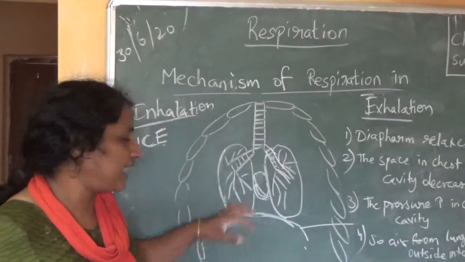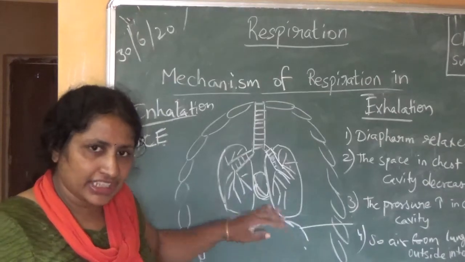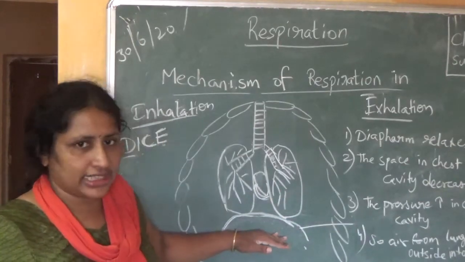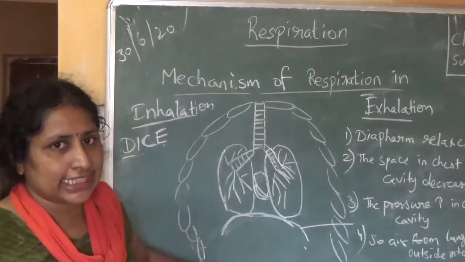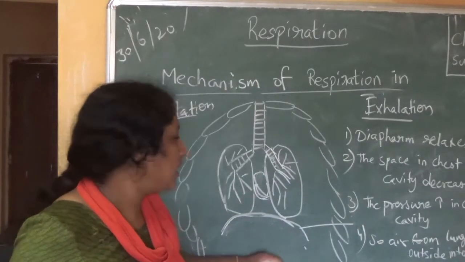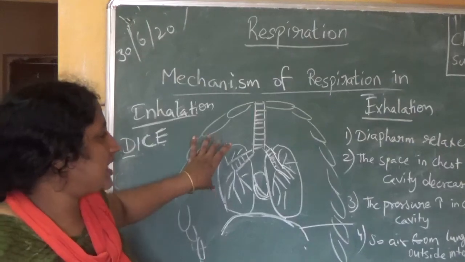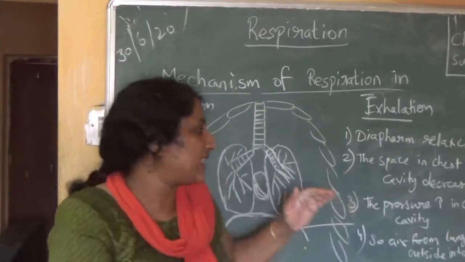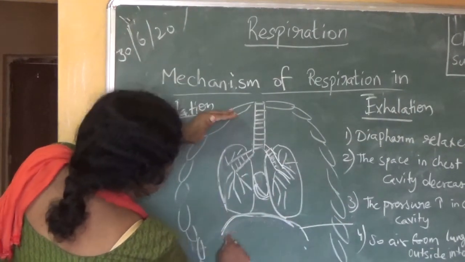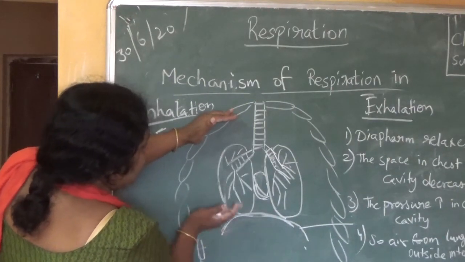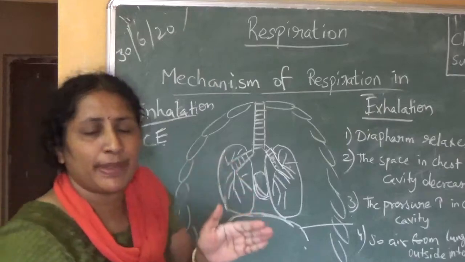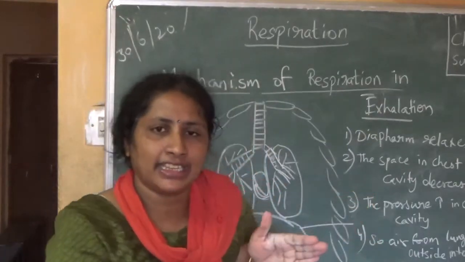The diaphragm relaxes. So during inhalation, it was in the contract stage, so the space was more. Now it relaxes. So when it relaxes, what happens? The space decreases. Now the space in the chest cavity, it was here before, during inhalation. Now it came to normal position. So the space in the chest cavity has decreased.